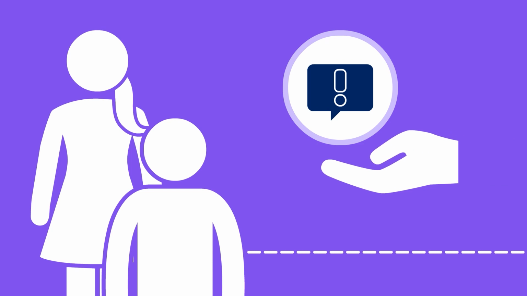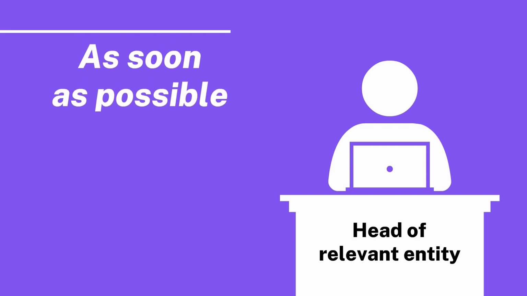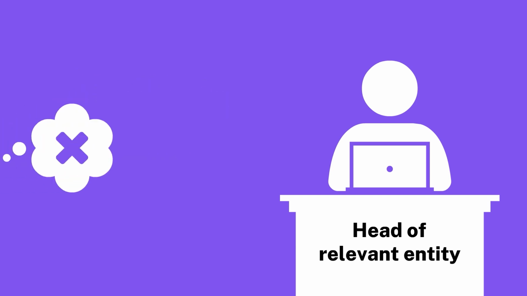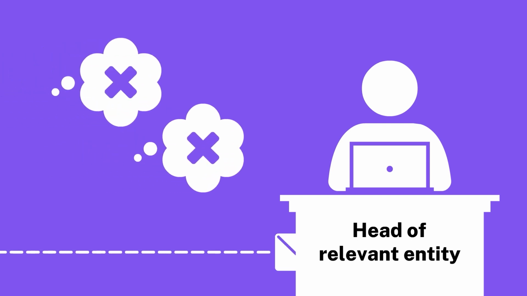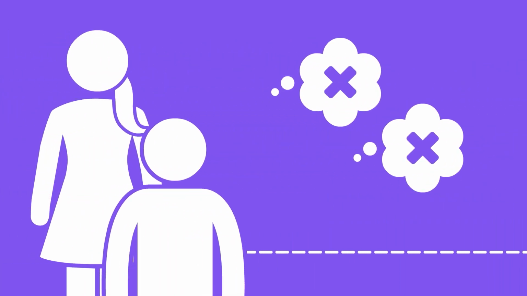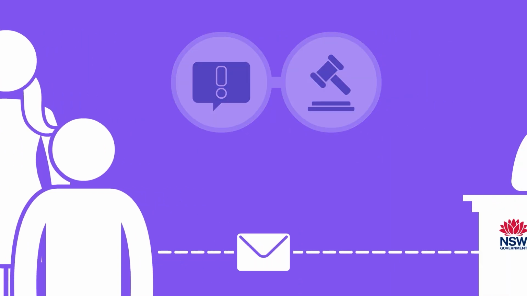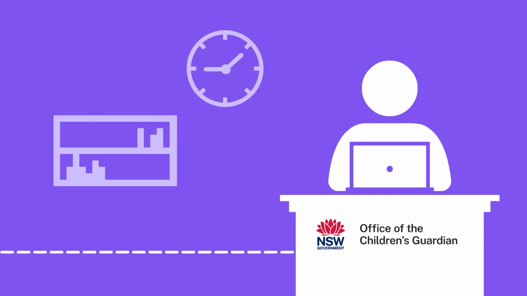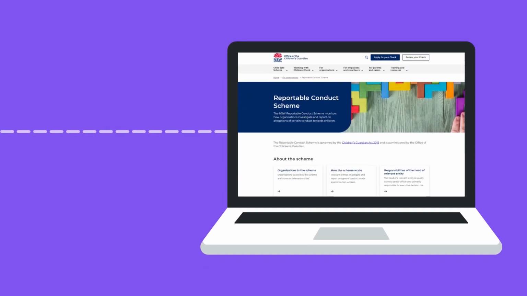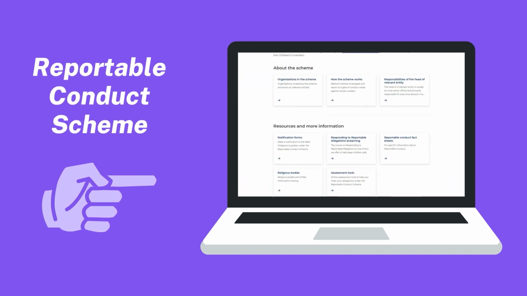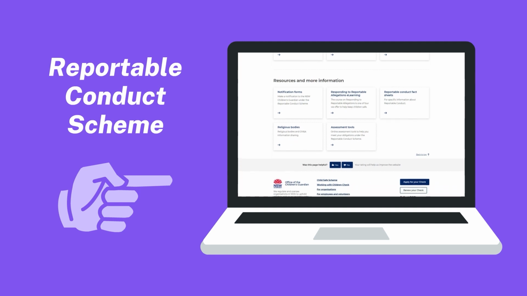If you're concerned about the way an allegation against you has been handled by your organisation, then you should raise your concerns with the head of your organisation as soon as possible. It's best to do this in writing if you can. If you're not satisfied with how the head of your organisation responds to any concerns you raise with them about their handling of reportable allegations or convictions, you can make a complaint to our office. There is a form available on our website for this purpose, where you can also find more information about the Reportable Conduct Scheme and reportable conduct investigations.